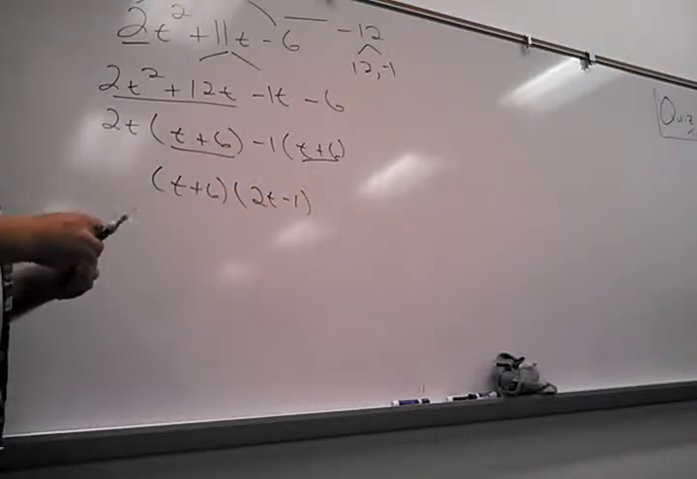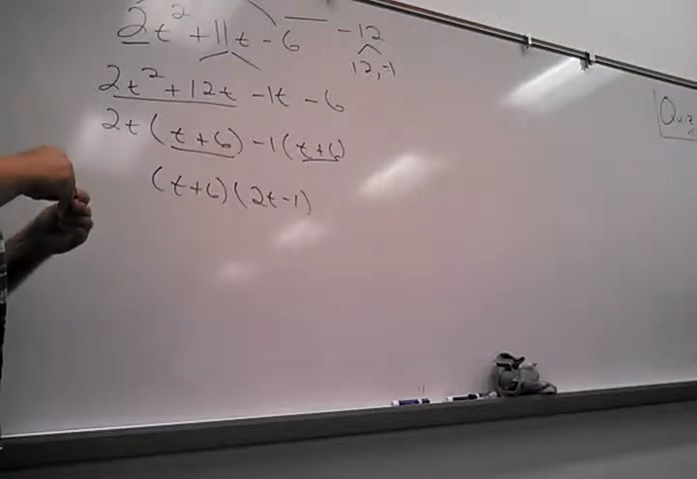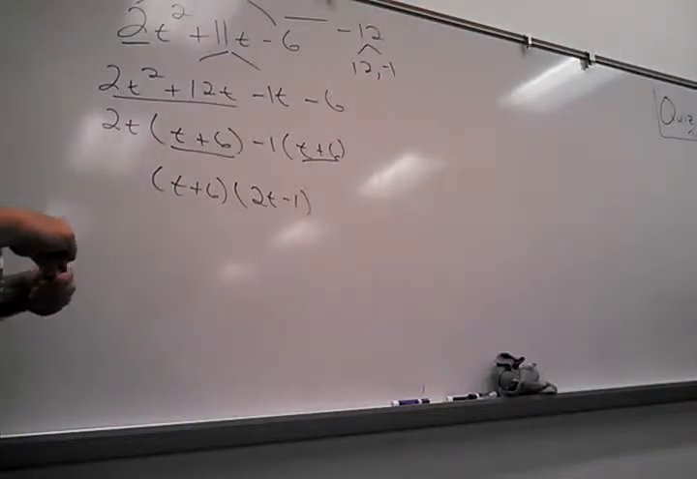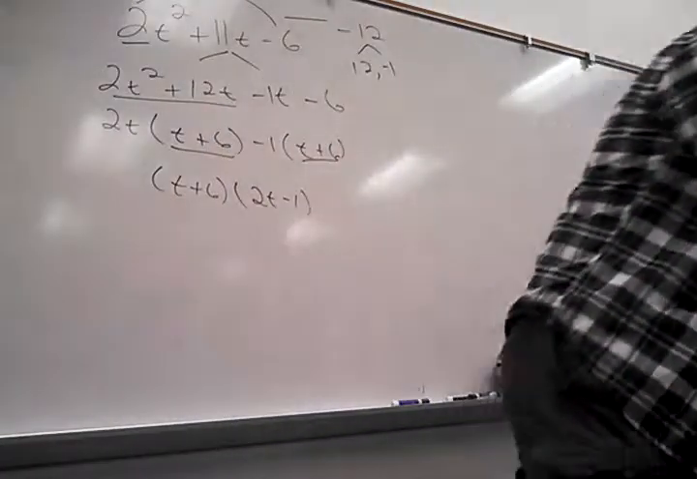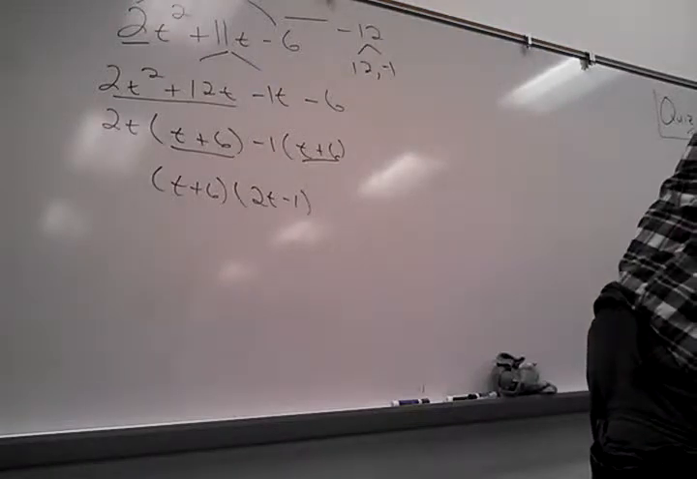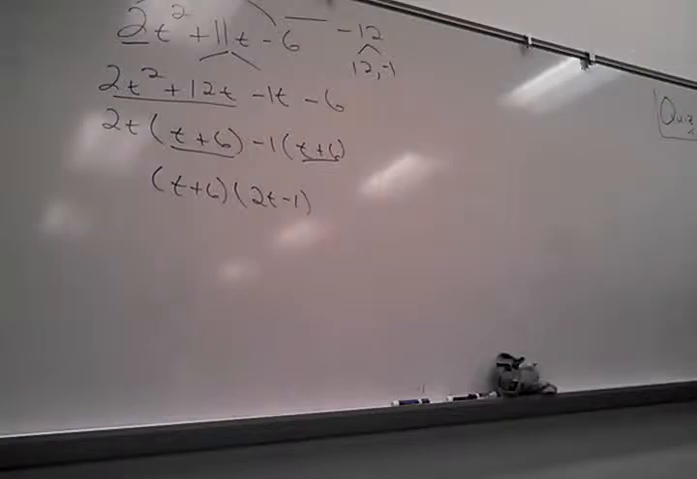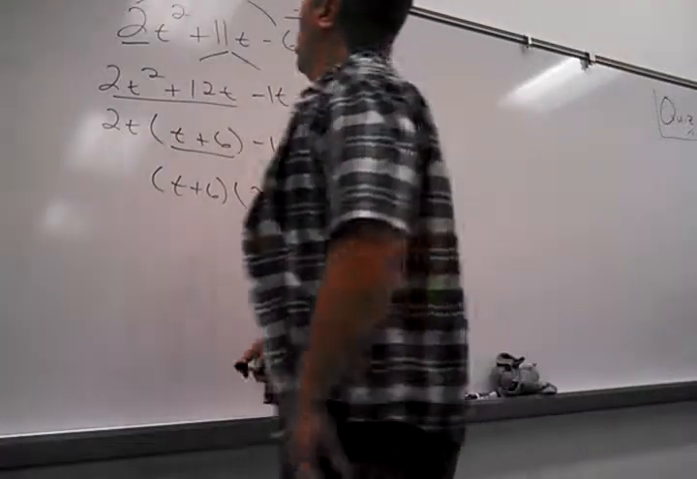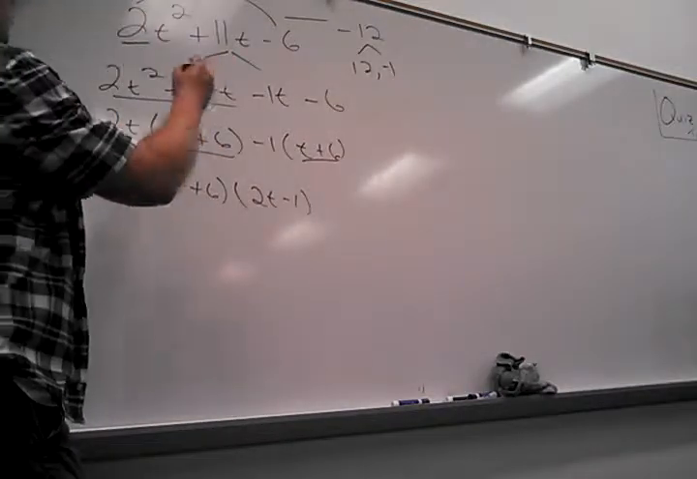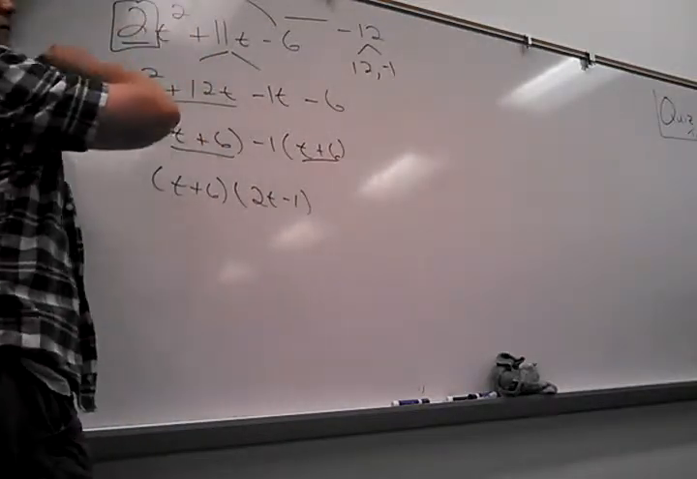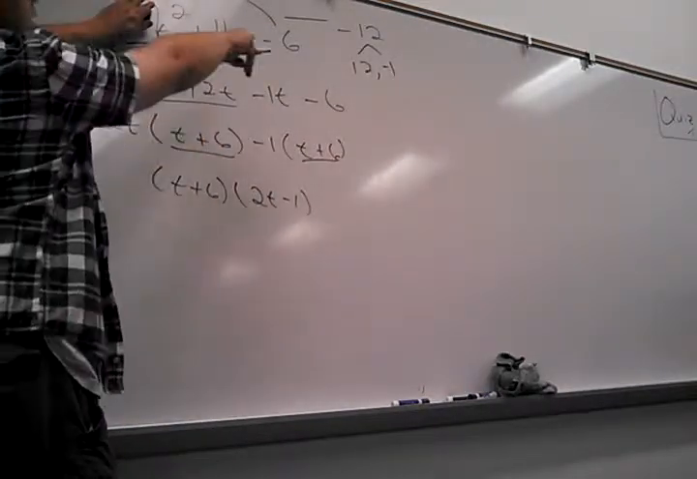I don't know why I'm in the habit of thinking that you need to find two numbers that add to the 11 and multiply to negative 6. What am I doing there? Oh, I see. You're not going totally wrong. It's just the fact that this is not a 1. If that was a 1, that's all you have to worry about.